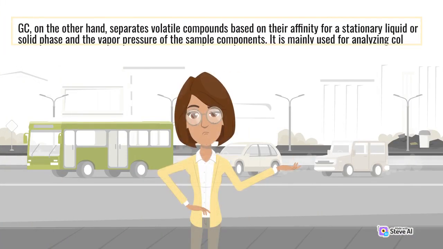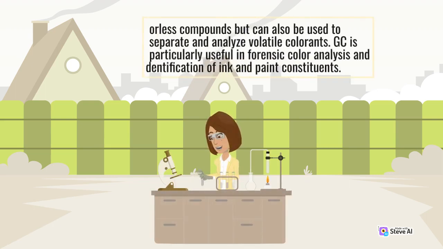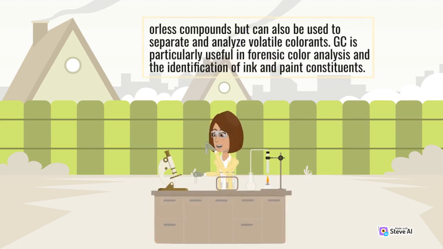GC, on the other hand, separates volatile compounds based on their affinity for a stationary liquid or solid phase and the vapor pressure of the sample components. It is mainly used for analyzing colorless compounds but can also be used to separate and analyze volatile colorants. GC is particularly useful in forensic color analysis and the identification of ink and paint constituents.